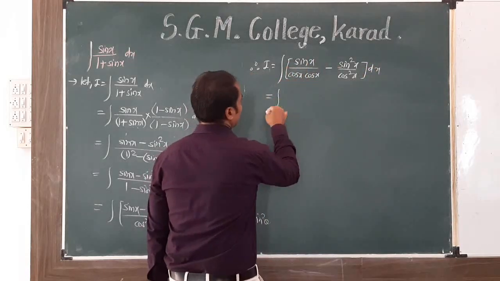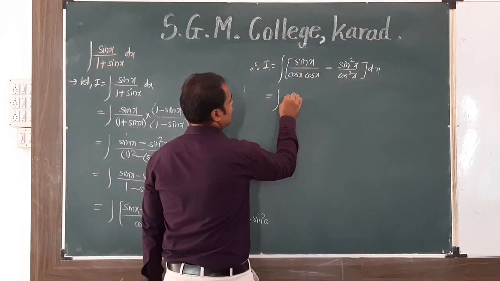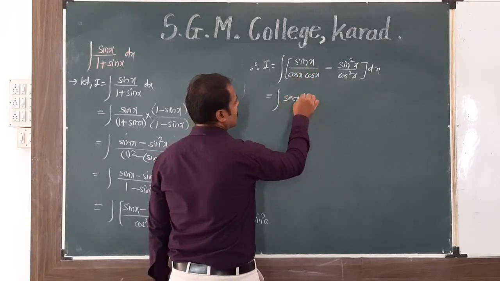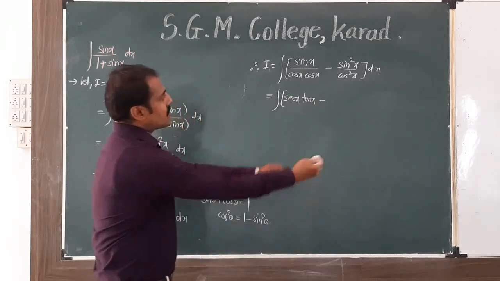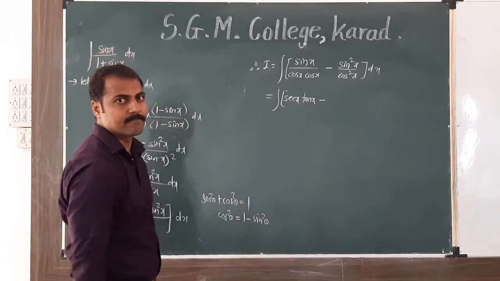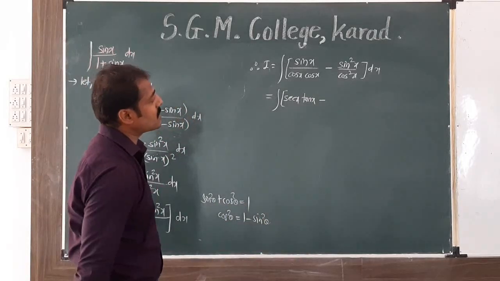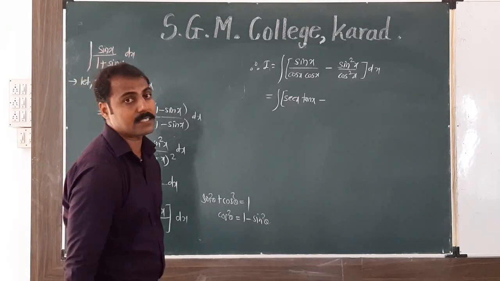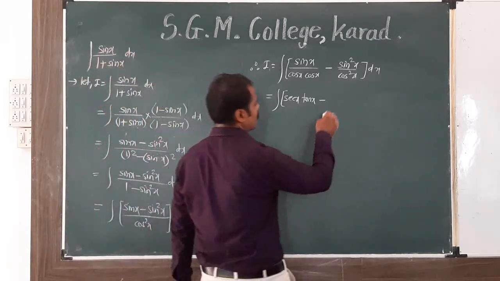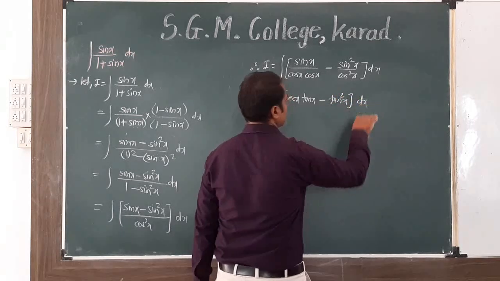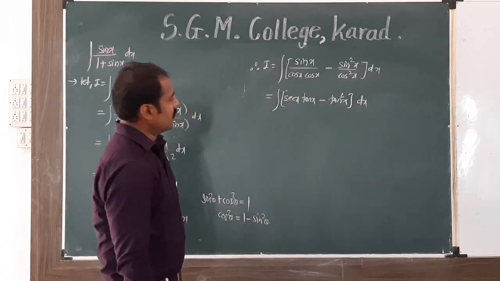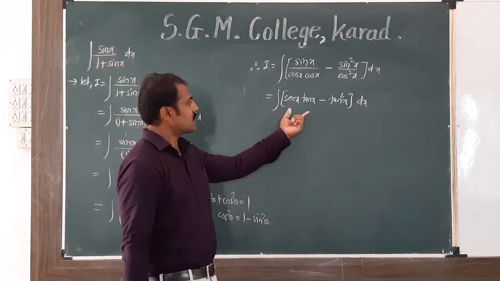Now tell me, 1 upon cos x is sec x and sin x upon cos x is tan x. Minus, sin square x upon cos square x is equal to tan square x dx. Okay, we find the integration of sec x into tan x.